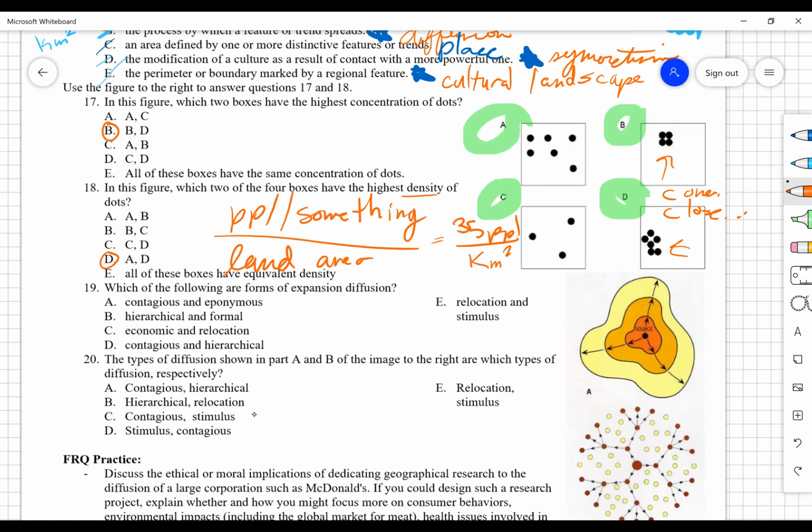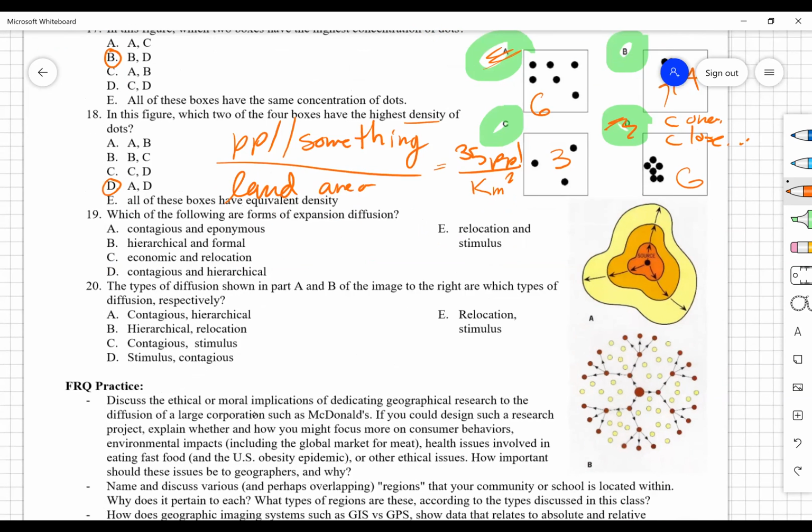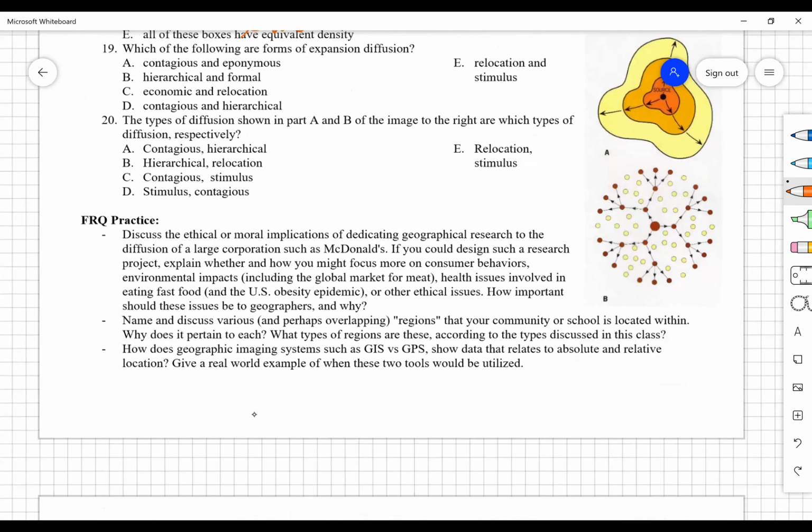So in A, we have 6 people. In B, we have 4 people. In C, we have 3 people. And in D, we have how many people? 6. So since A and D both have 6, that's going to be our correct answer because it's the most amount of dots per the same size box. And that concept will tie into Unit 1 and Unit 2, which we're about to look at. So ignore this FRQ here because we're not going to look at that today.